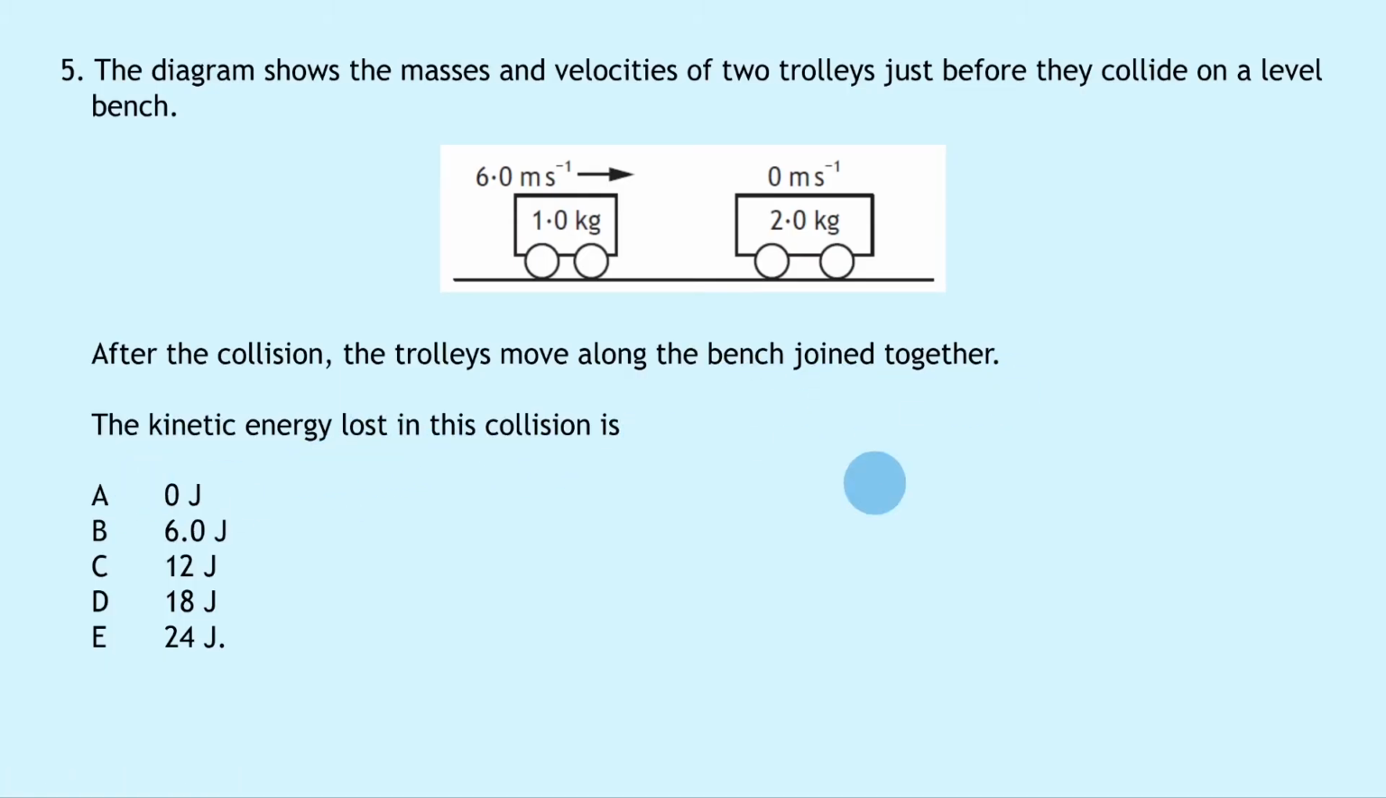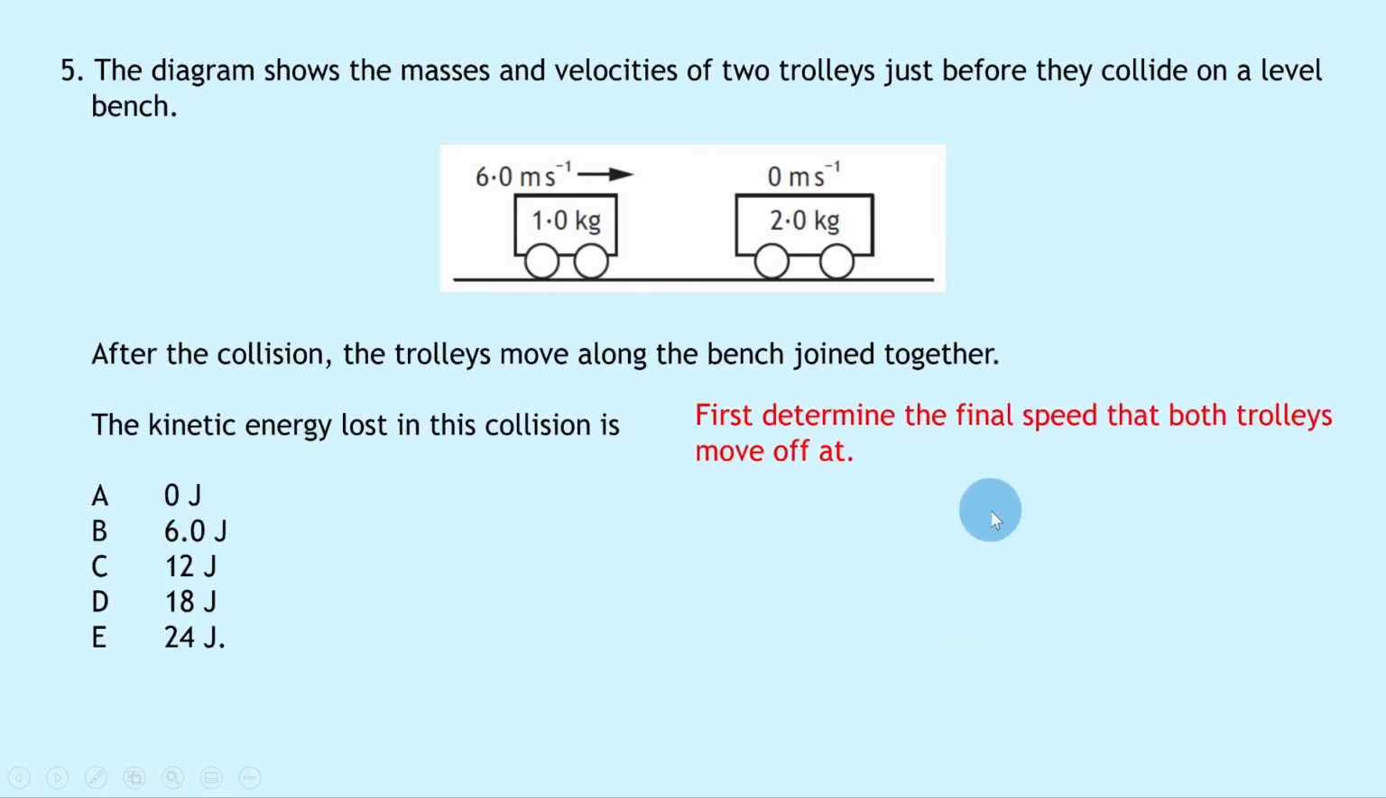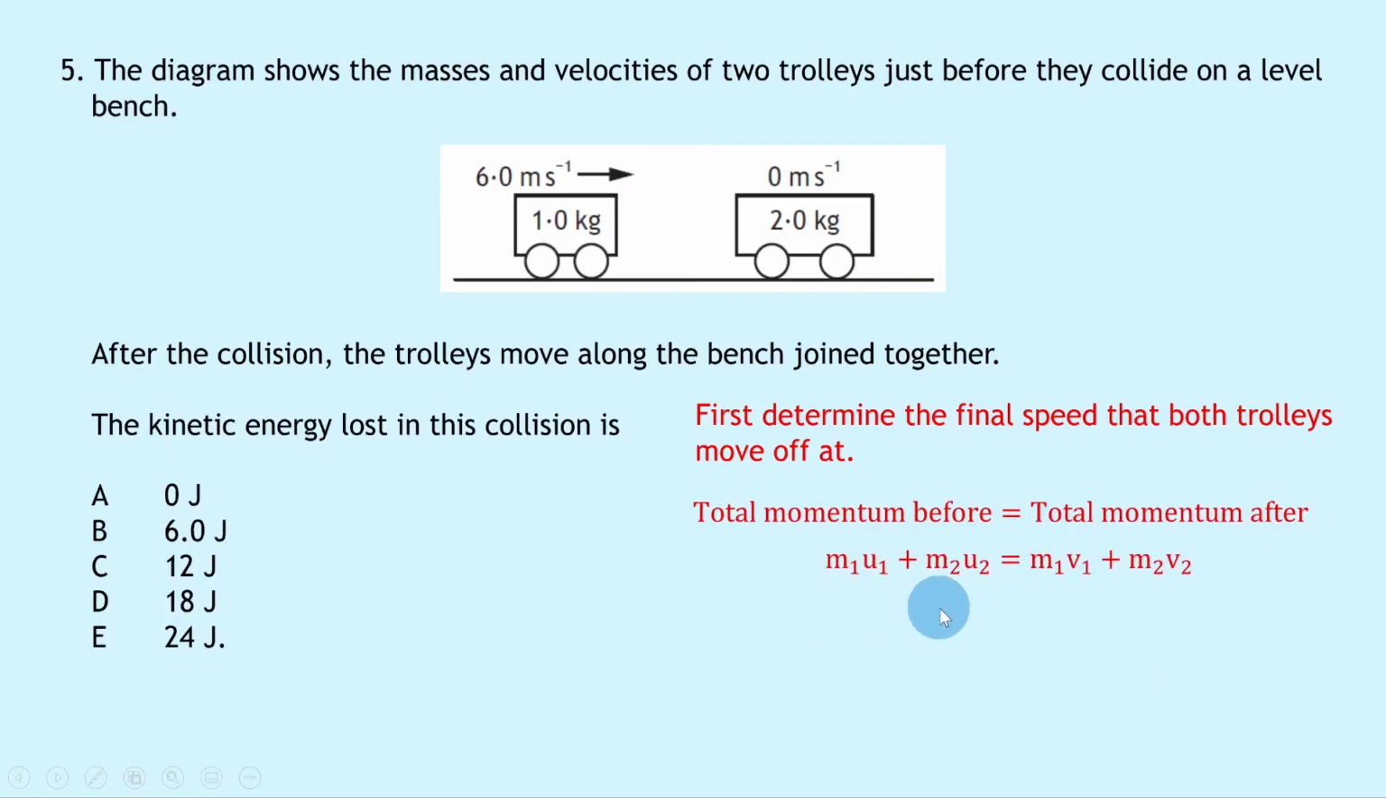Well, first of all, if the trolleys are joining together, that suggests it's going to be an inelastic collision, which means that there probably will be some kinetic energy loss, so it's probably not going to be this 0 joules value here. So to answer this question, we first need to determine the final speed that both trolleys move off at. So this is a conservation of momentum question. So we have total momentum before equals the total momentum after, and then we can write down our expression in symbol form, which is m1u1 plus m2u2 equals m1v1 plus m2v2.